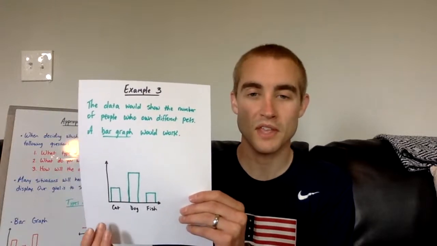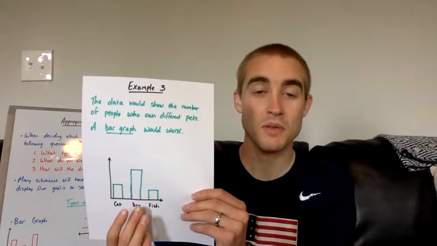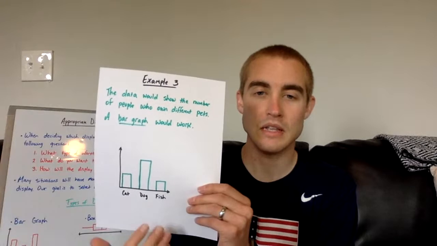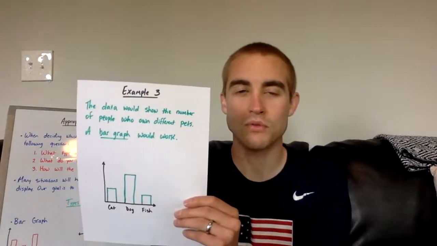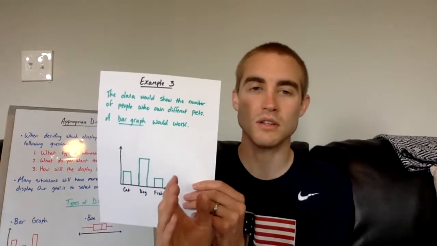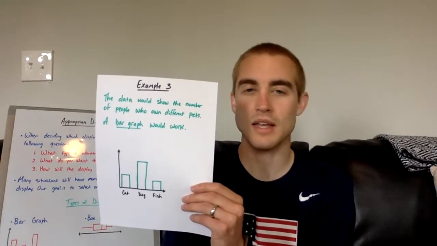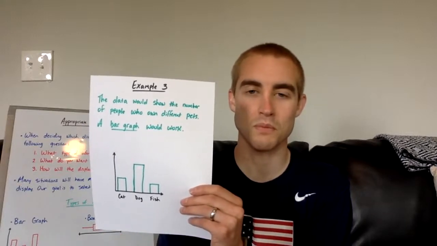But we have a cat, a dog, and fish. And so we're going to show how many people own each one of these pets, and we're going to compare it. Easy to see more people own a dog. So I thought a bar graph would work well for this because you're comparing different categories, different pets, and not different age ranges or different intervals or something like that. So that's why a bar graph would work best for this.